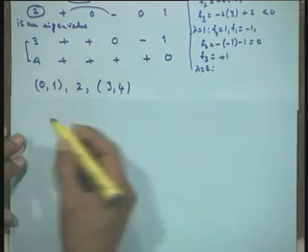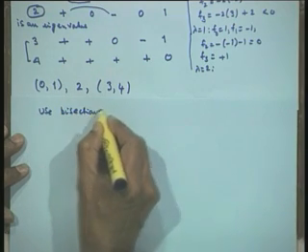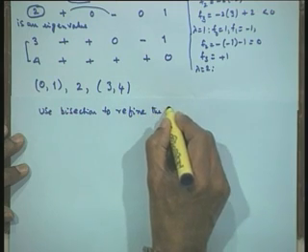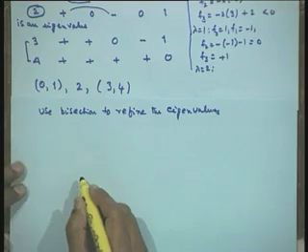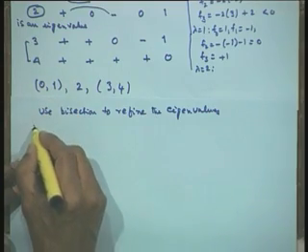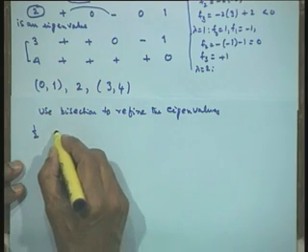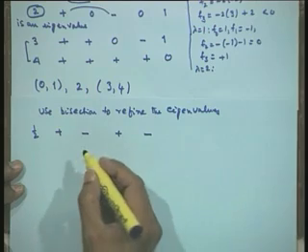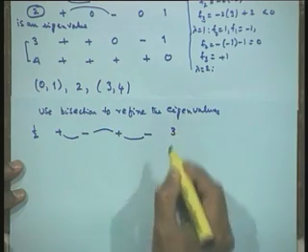Now, let us try to refine the eigenvalue in 0 and 1. We now use bisection to refine the eigenvalues. Between 0 and 1, I will take the value as half and then compute the signs, plus minus plus minus. So, I have here 1, 2, 3. So, there are three changes of sign.